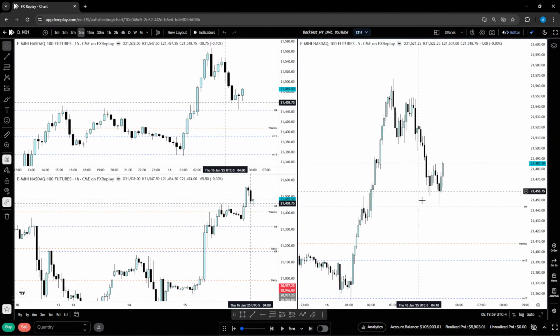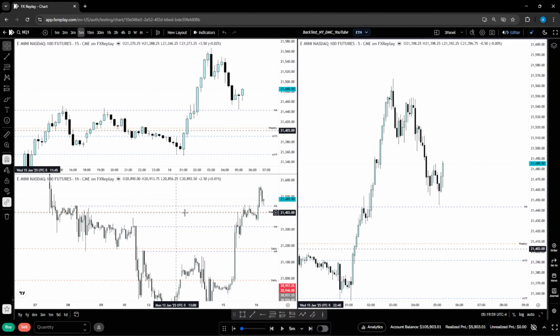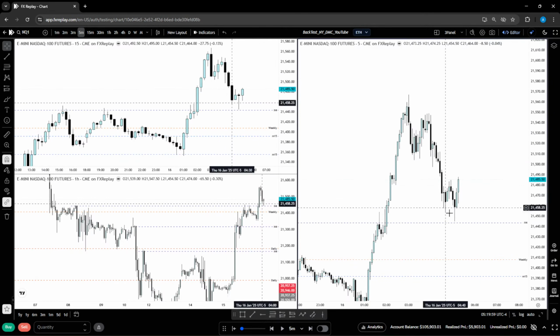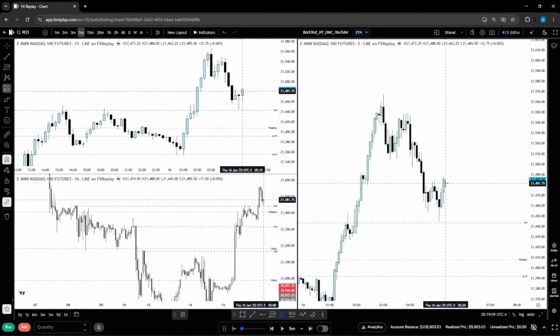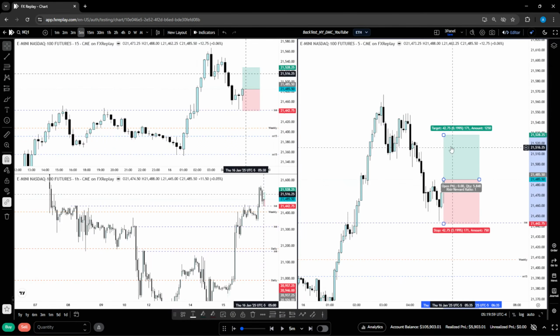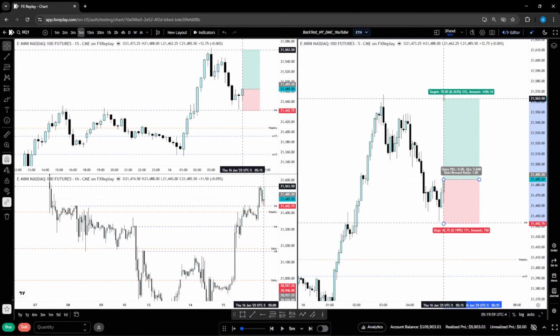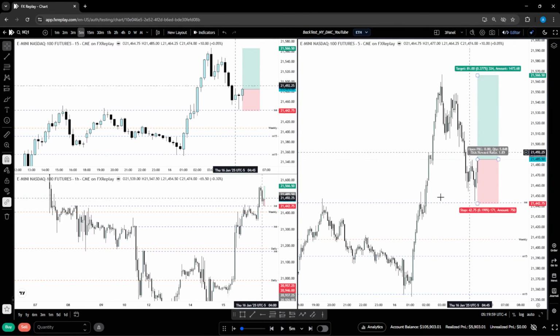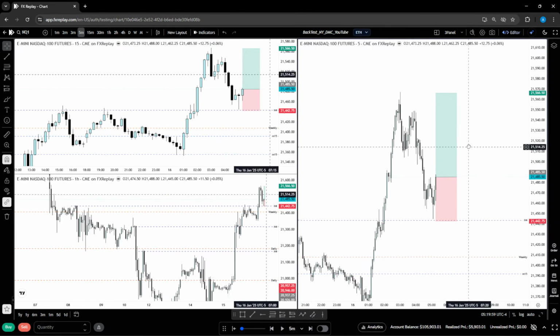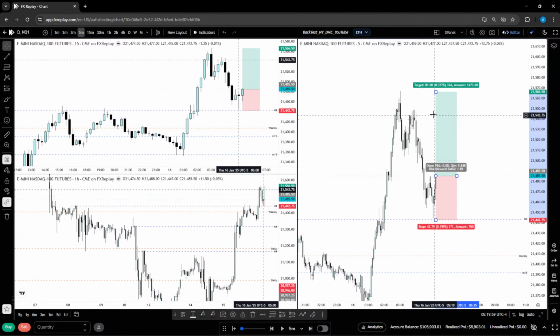So this seems to be a rejection from the 4-hour level that we have here. So if you want to give this a try, then this is going to be a trade to go a little higher. But I don't really want to take a trade. I want to wait for the New York session. So we just let it run and see what happens.